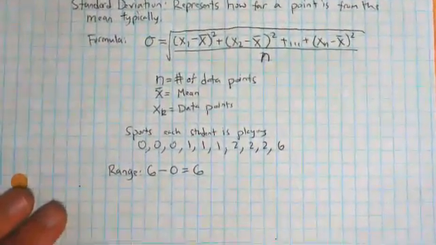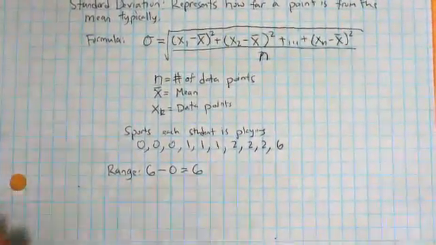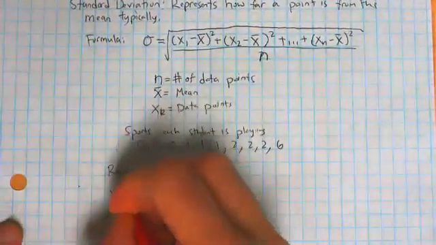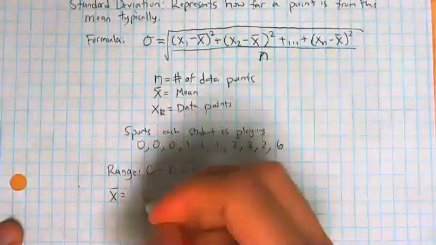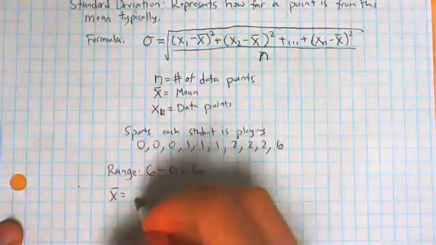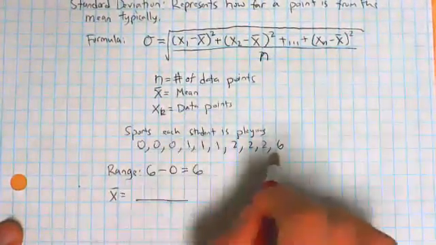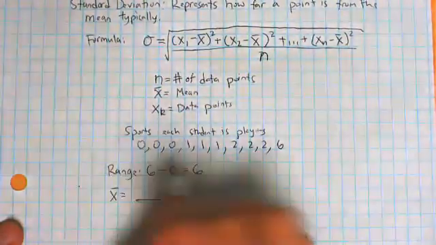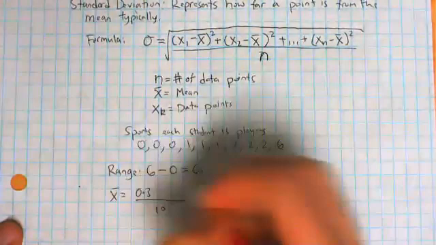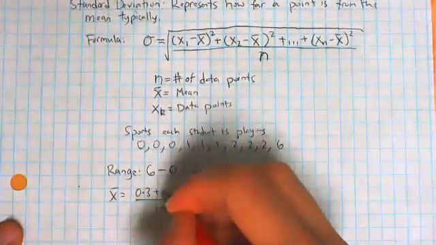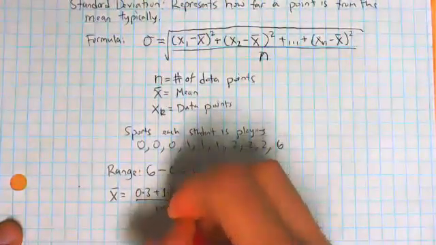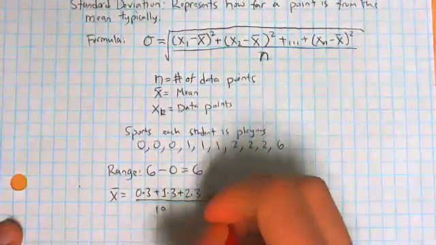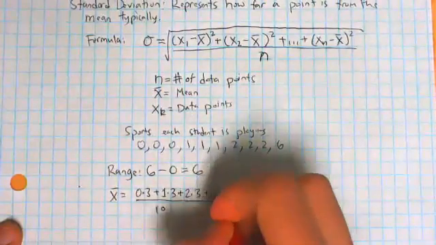Okay, so in order to calculate our standard deviation, we must first calculate the mean, our X bar. So X bar is equal to, all right, I'm going to quickly calculate this. We have 3, 6, 9, we have 10 data points. And we have 3 zeros, so I'm going to do 0 times 3. We have 3 ones, so that's plus 1 times 3. We have 3 twos, plus 2 times 3. And then we have 1 six, so that's 6 times 1.